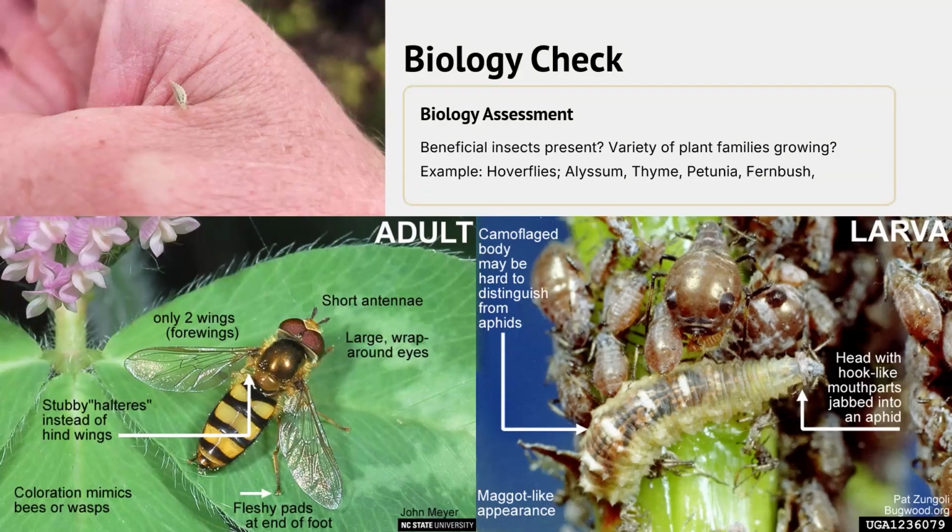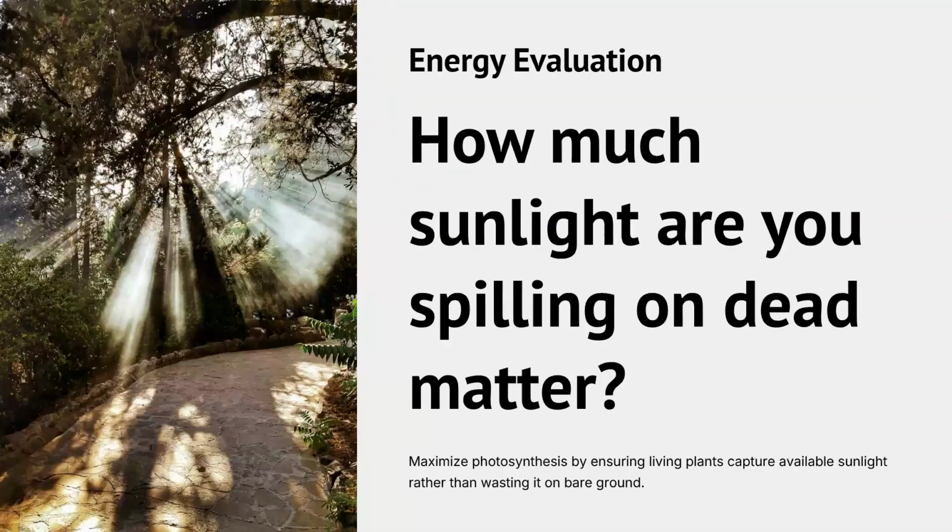Some great plants that they tend to like are alyssum and thyme, petunia also. Fern bush is one of our natives. I've seen it a lot on my fern bush in my old yard. Don't have it anymore, but if you're seeing a variety of beneficial insects, that's also a sign that things are going good. Okay, energy is the last of the big four systems that we need to pay attention to.